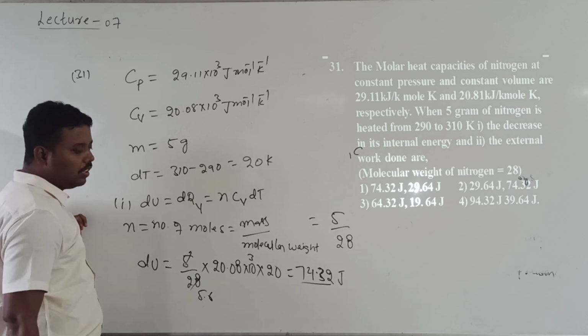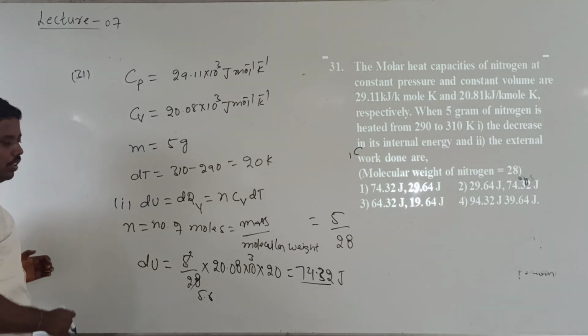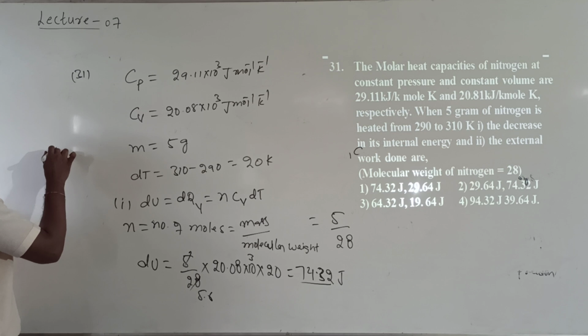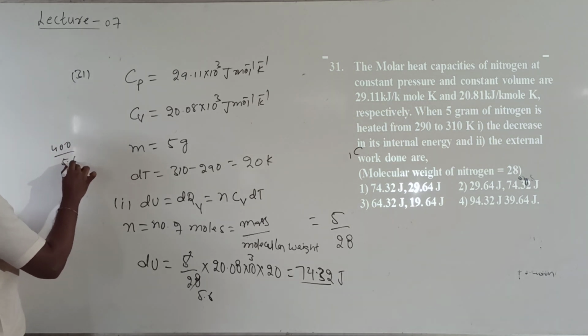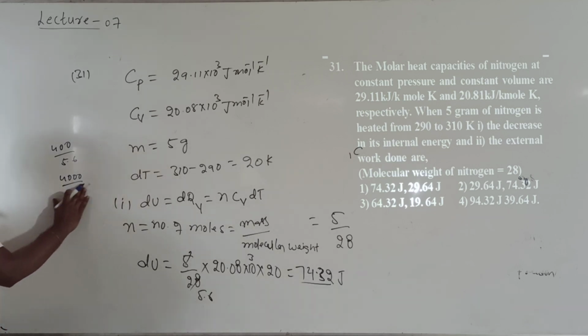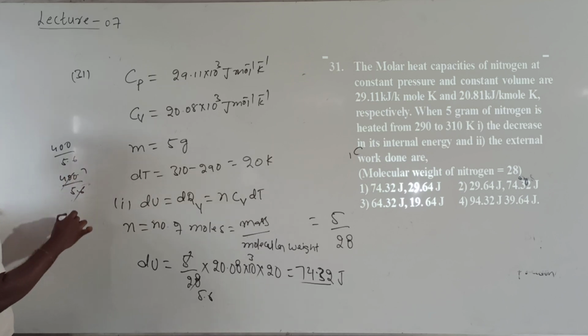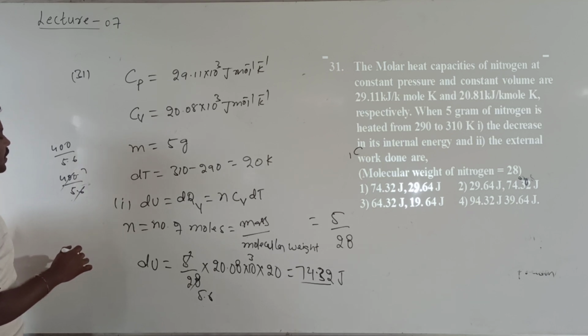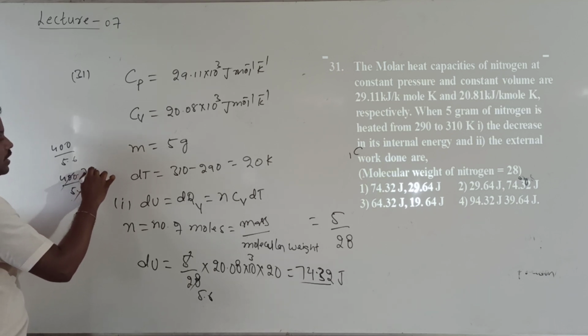So that is 400 divided by 5.6. Approximately you get the same: 20 into 20 is approximately 400. 400 by 5.6, so I will get 4000 divided by 56. Or otherwise, here 400 divided by 5.6, 5 table, 5 8s are there, it will go 5 7s are 35. So I will get the answer of 74.3.